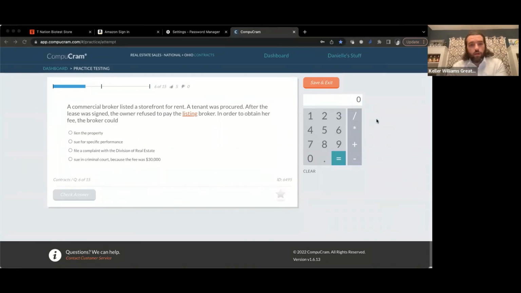Question number 6. A commercial broker listed a storefront for rent. A tenant was procured and the lease was signed. After the lease was signed, the owner refused to pay the listing. In order to obtain her fee, the broker could A, lien the property, B, sue for specific performance, C, file a complaint with the Division of Real Estate, or D, sue in criminal court, because the fee was $30,000.